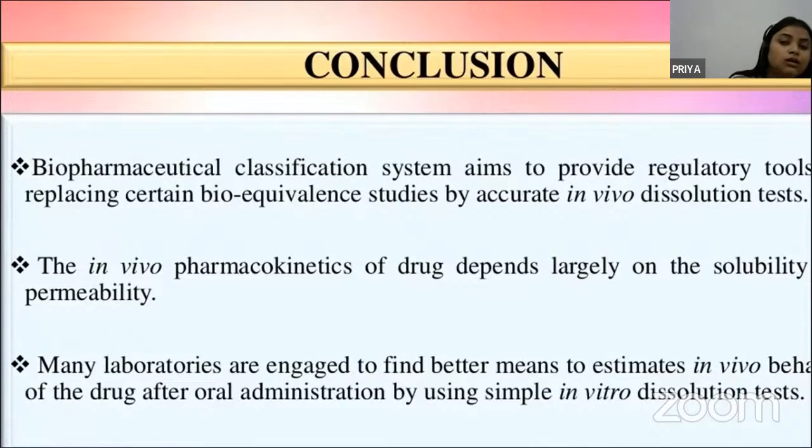What is the conclusion of BCS classification? The biopharmaceutical classification aims to provide a regulatory tool for certain drug dissolution testing or drug testing studies. In vivo pharmacokinetics of a drug depends largely on the solubility and permeability. Many laboratories are engaged to find better means to estimate in vivo behavior of the drug after oral administration by using in vitro dissolution tests.